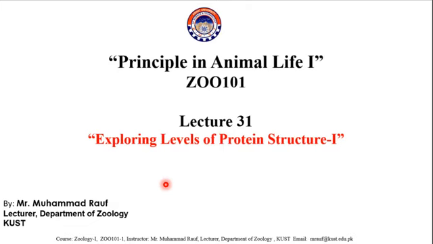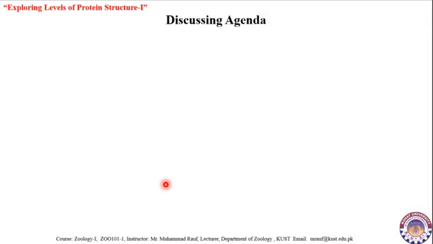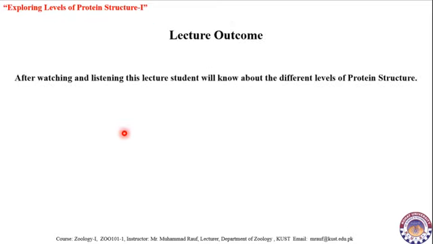This is lecture number 31. The topic is exploring levels of protein structure. The agenda for the topic is the primary structure of proteins and the secondary structure of proteins. Lecture outcome: after watching and listening to this lecture, students will know about the different levels of protein structure.